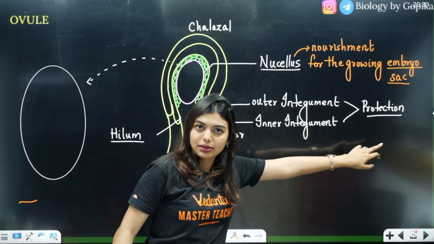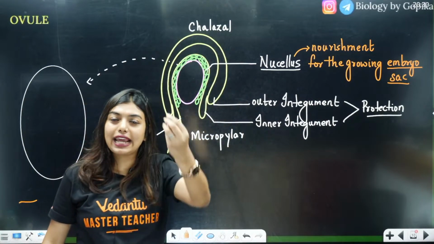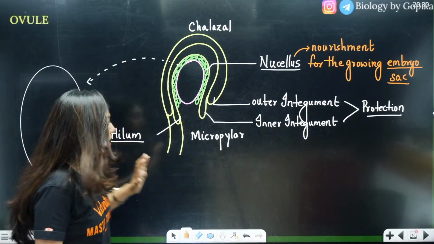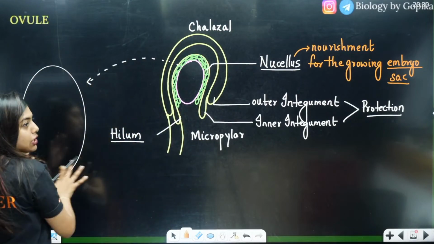Embryo sac is going to be the gametophyte. Inside the embryo sac, the egg is going to be there, which is the female gamete. Okay, now I'm showing a completely matured embryo sac.